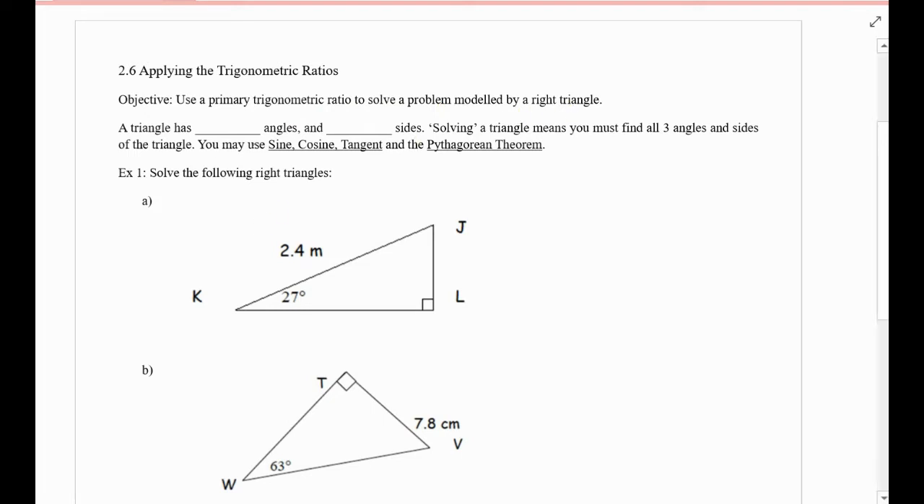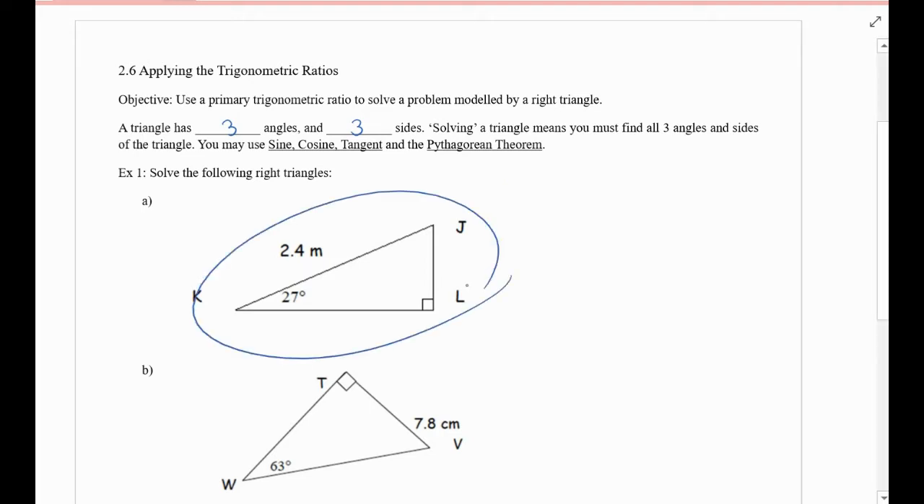So a triangle has how many angles? A triangle has 3 angles and 3 sides. Solving a triangle means you must find all 3 angles and all 3 sides of the triangle. So you may use sine, cosine, tangent, and the Pythagorean theorem to solve a triangle. If at least 3 components of a triangle are given, you can find the other 3 components, right?